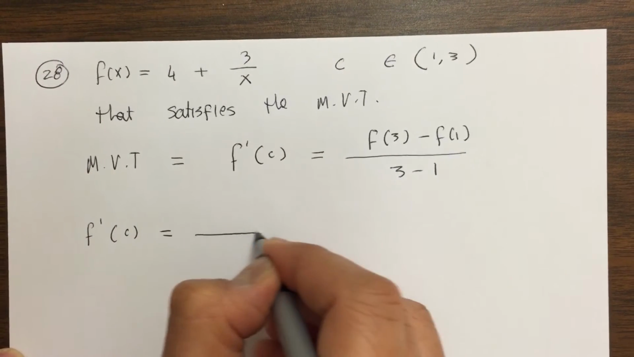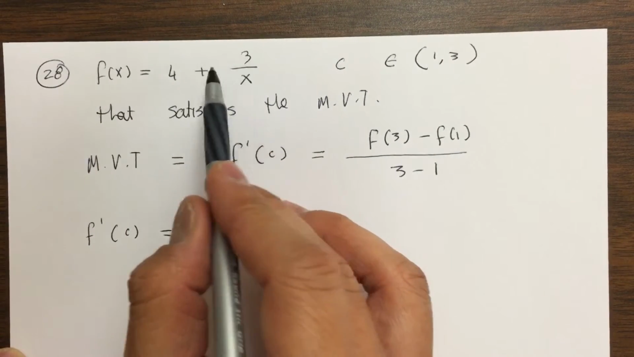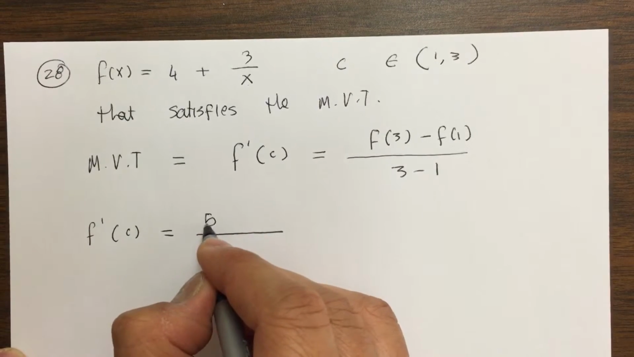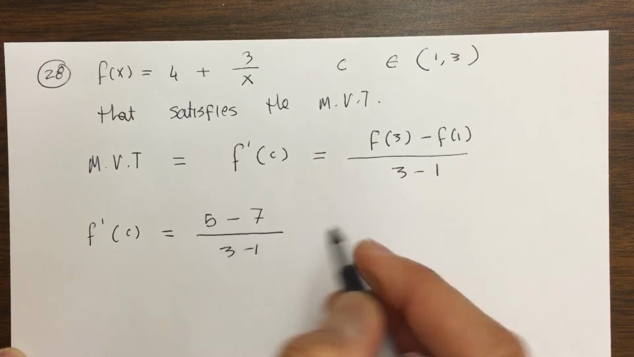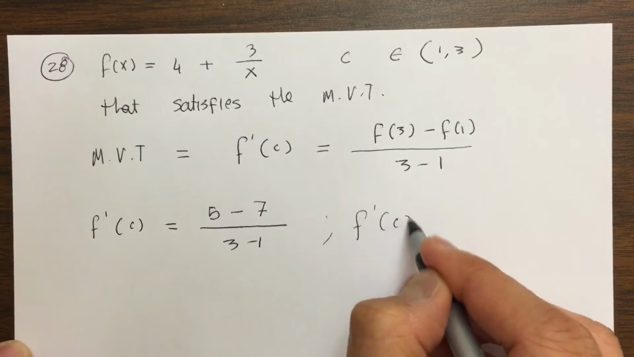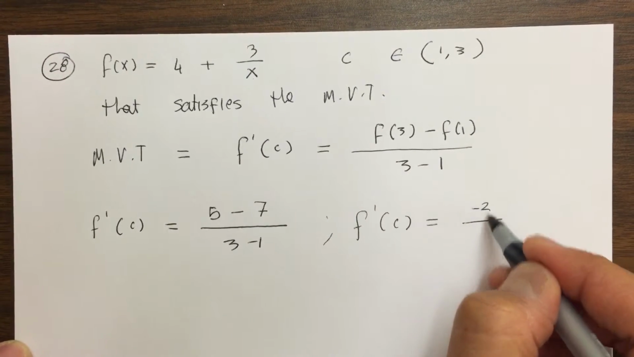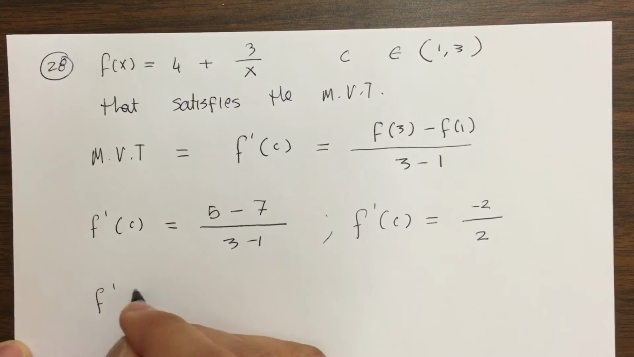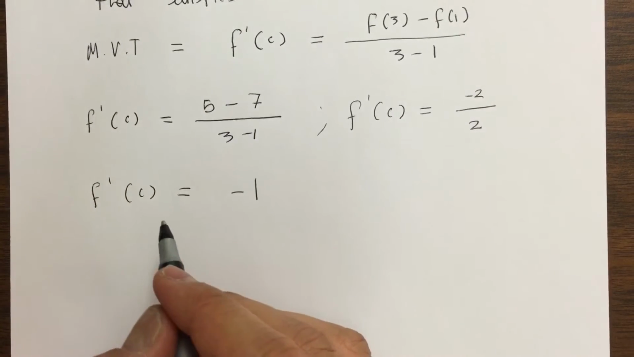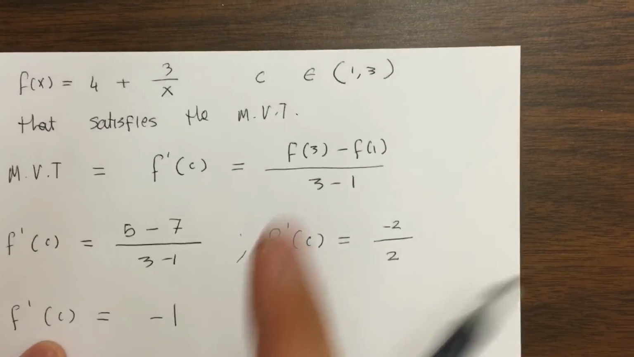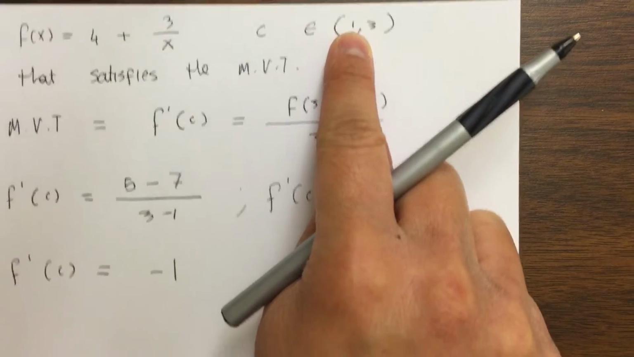If you plug 3 in here, you have a total of 5, because 3 divided by 3 is 1, plus 4 is 5. If you plug 1 in here, you get 7. So the derivative at some point equals negative 2 over 2, which is negative 1. Now, what is that point? That point has to be between 1 and 3, where the derivative equals negative 1.